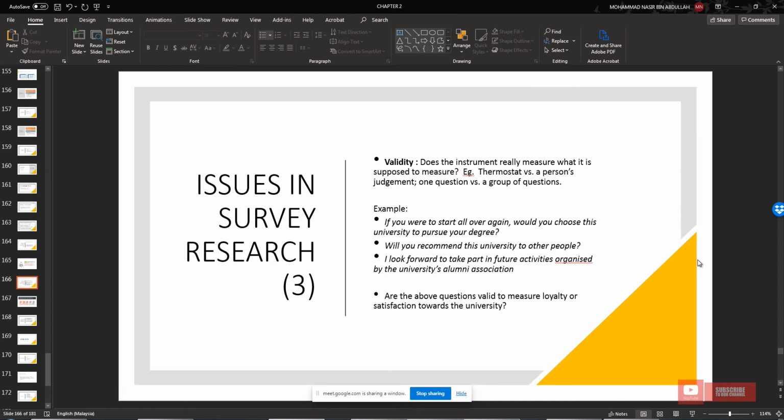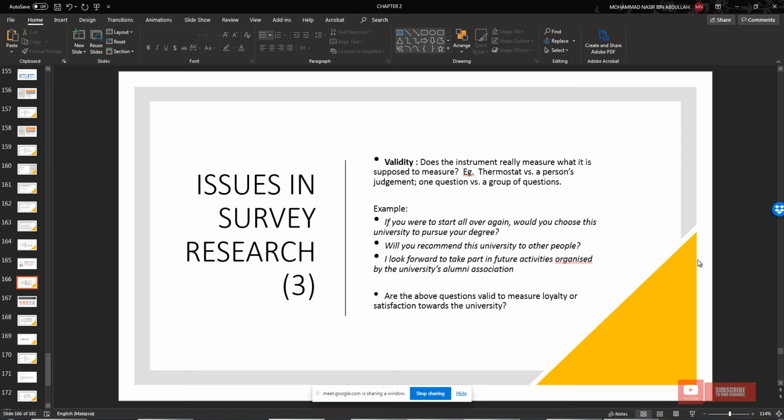So another issue in survey research is validity, right? Does the instrument really measure what it is supposed to measure? For example, if you want to measure the knowledge of dengue fever, your questions should measure the knowledge only. You should not ask other types of questions that are not related to that subsection, right?